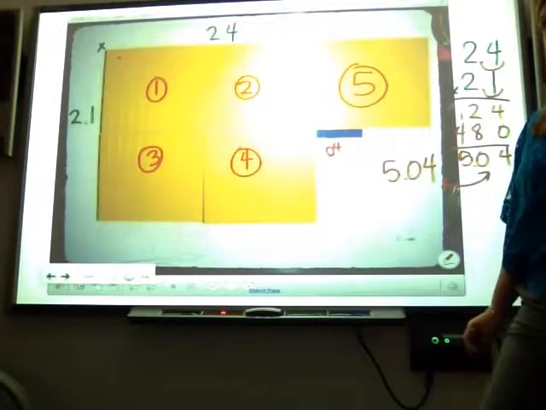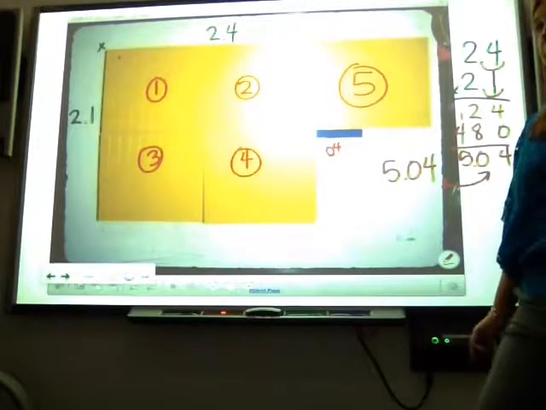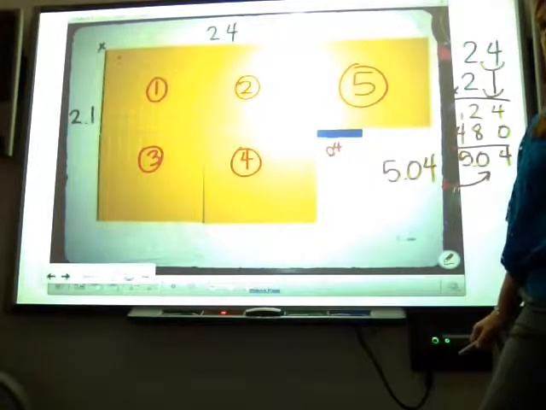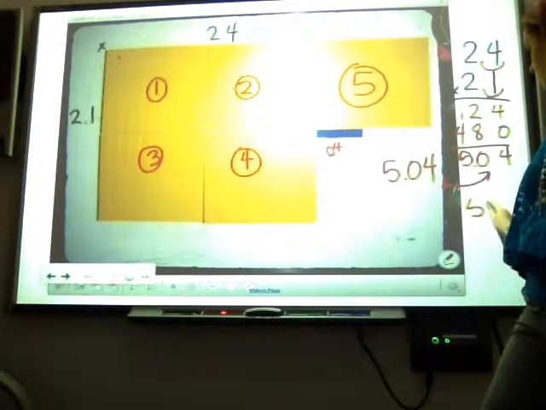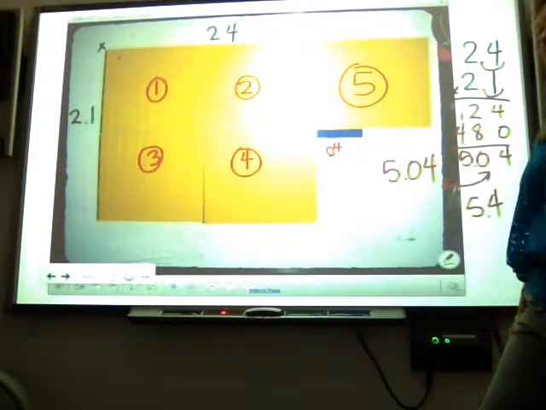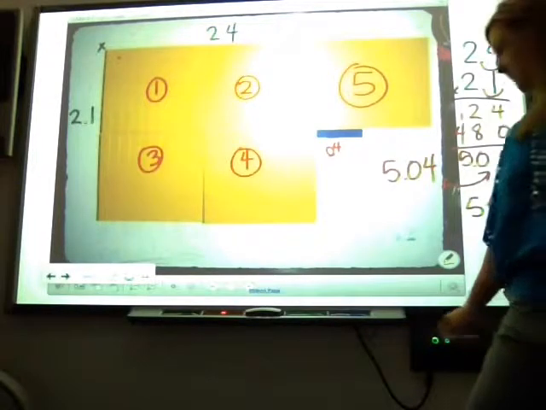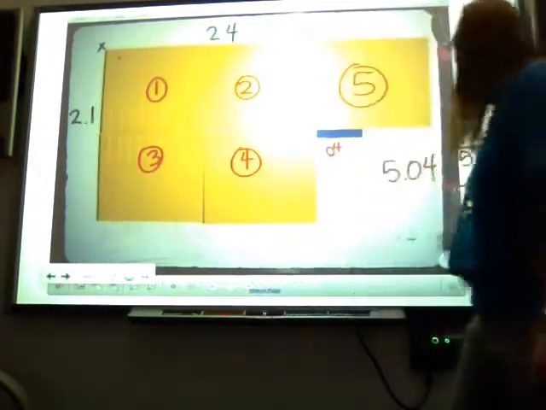Since it's 5 and 4 hundredths and there's no tenth, what if you take out the 0 and put the 4 with the 0? Would that be the same answer? Read that to me. 5 and 4 tenths. So I have 5 and 4 tenths? Good question. Now you know.